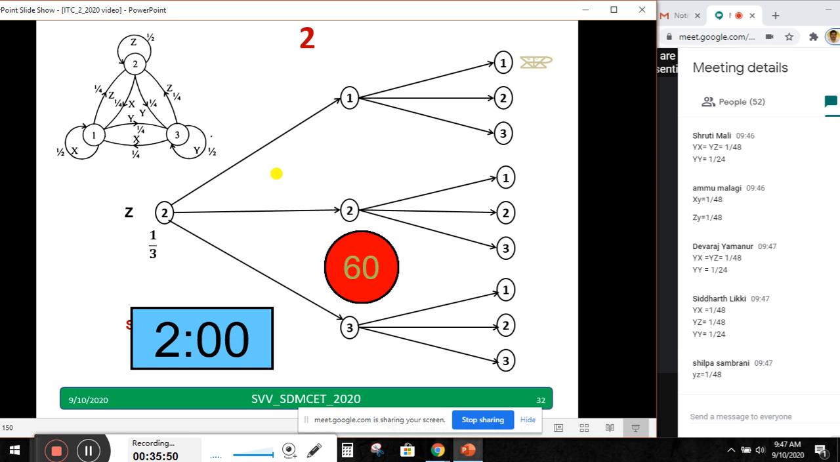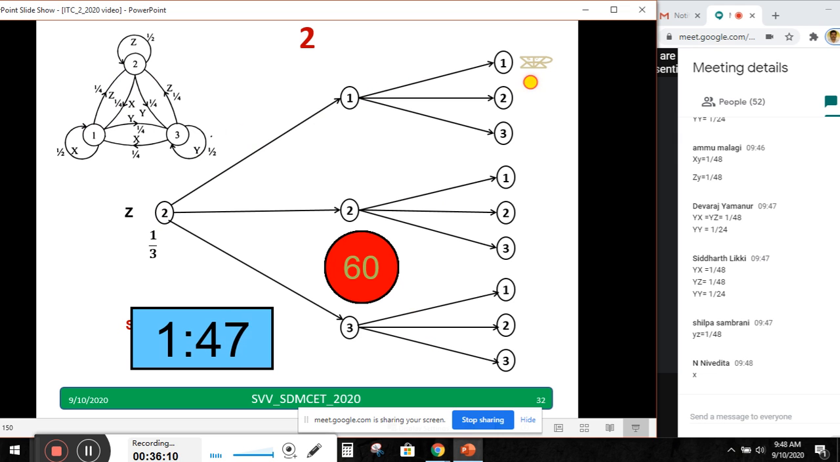So I want you people to do this. Take interest, be active, follow the same procedure. 2 2 1, which symbol will you get? If you don't know, you can also see here 2 2. I want 1. 2 to 1, I will get X. What is the probability? 1 by 4. Simply observe this right here. Then simply multiply right here. That's all.